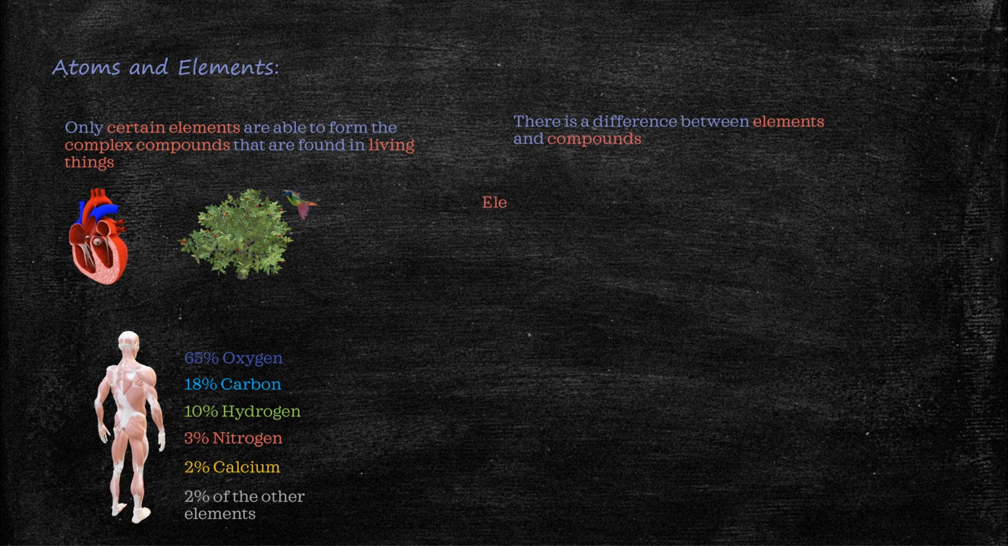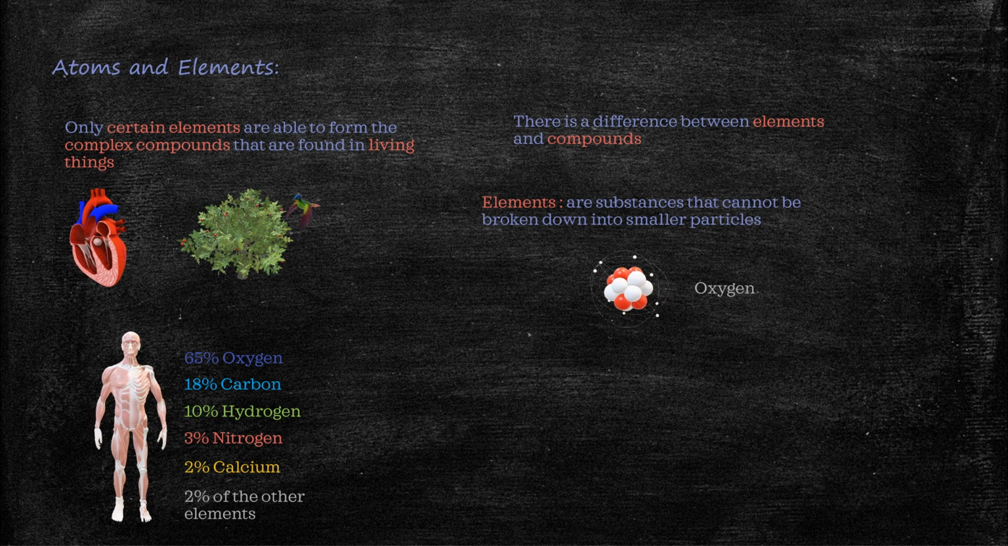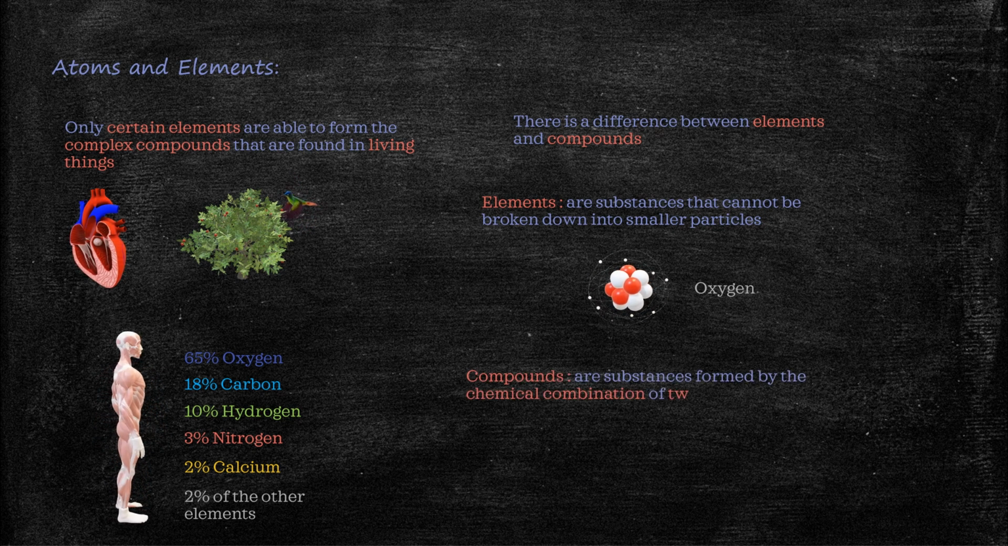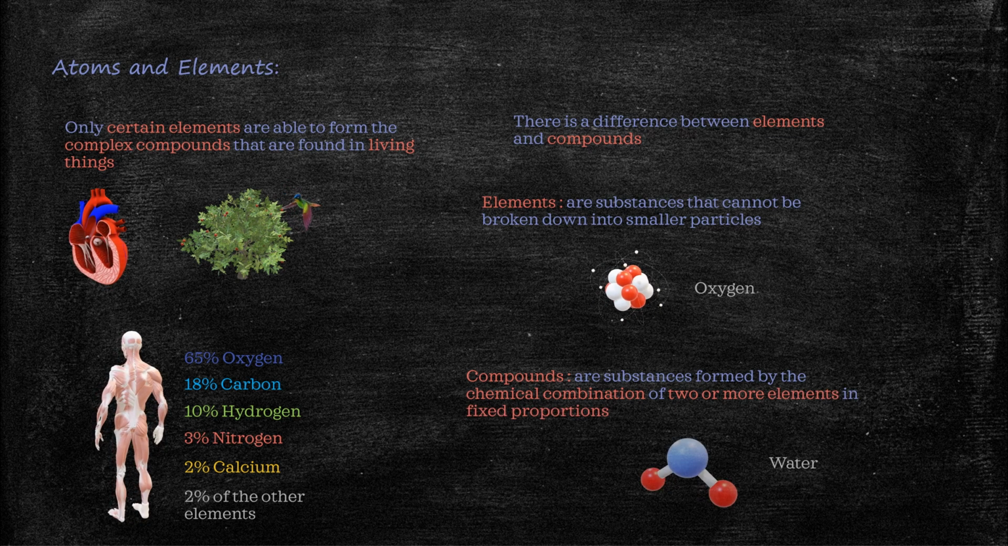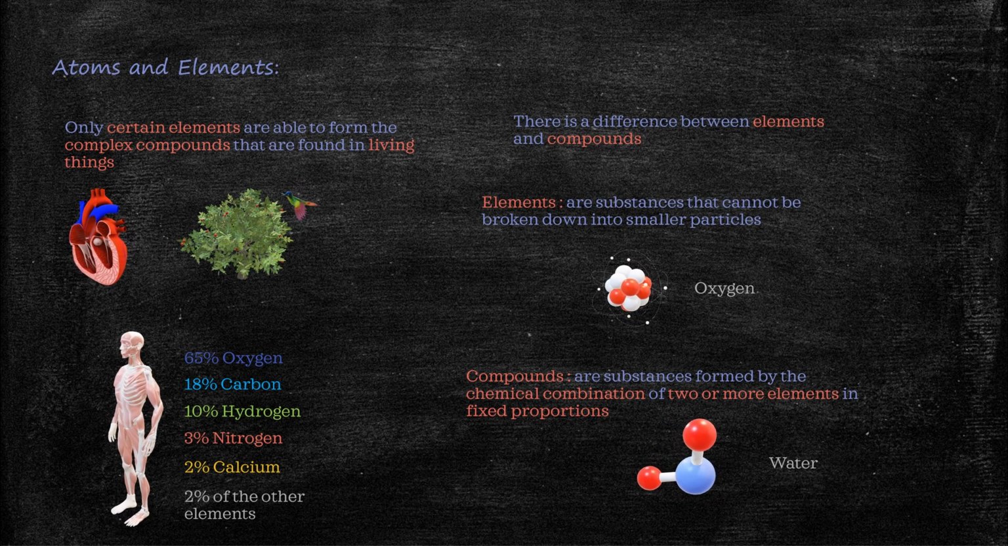Elements are substances that cannot be broken down into smaller particles by a chemical reaction, like oxygen for instance, whereas compounds are substances formed by the chemical combination of 2 or more elements in fixed proportions, like water for instance. It combines hydrogen and oxygen elements in fixed proportion.